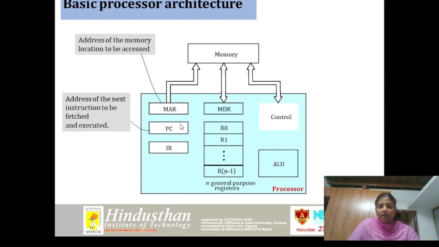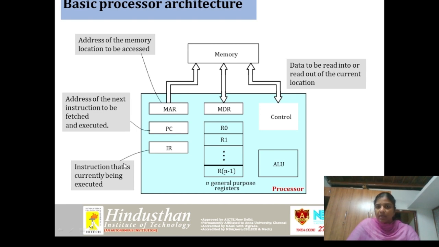And next one is the IR. It is simply known as the instruction register, and in this the instruction that is currently being executed will be stored. And next is the MDR. MDR is known as the memory data register. Data to be read into or read out of the current location will be stored here. The particular data which is to be read will be stored in the MDR. And these are the general purpose registers. It starts from R0, R1, and goes on till Rn-1. These are known as the general purpose registers.